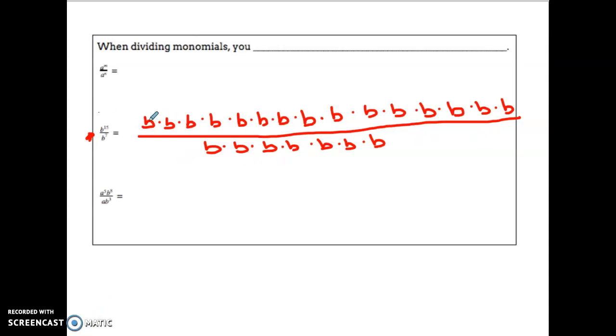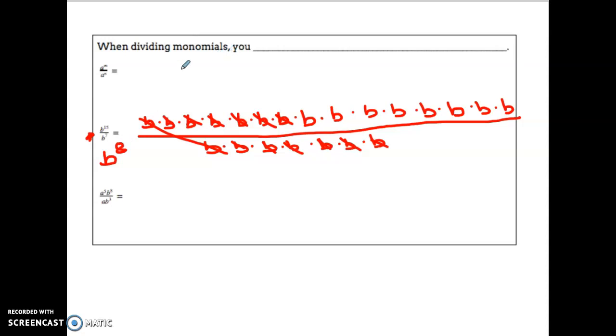And these are going to cancel out 1 by 1. So those cancel out. b divided by b is 1. Another set of b's, that equals 1. b divided by b equals 1. So I'm going to be able to do this 7 times. And I'm left with 1, 2, 3, 4, 5, 6, 7, 8. My answer is b to the 8th.